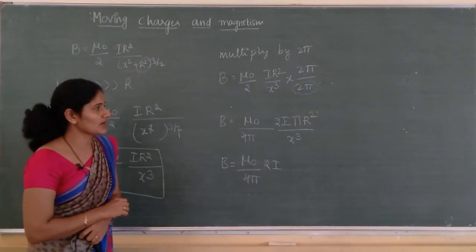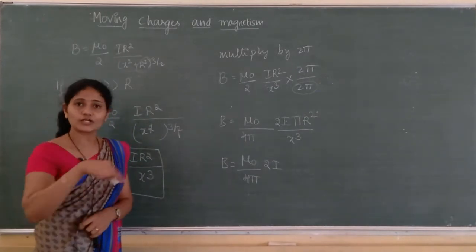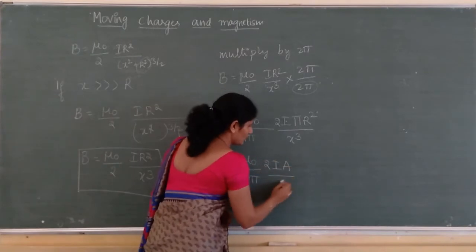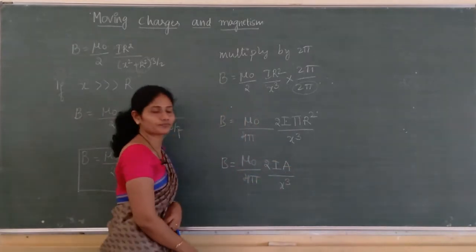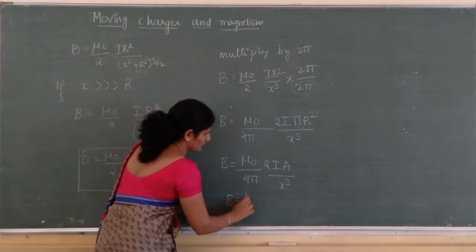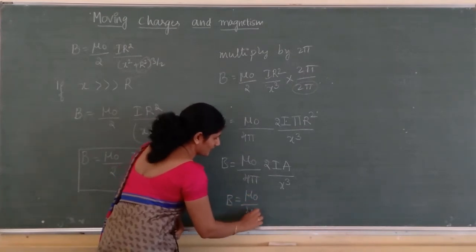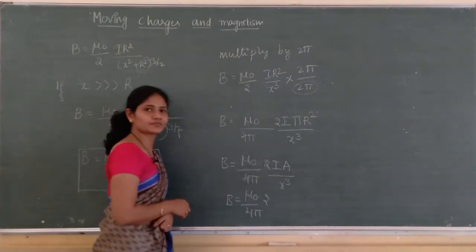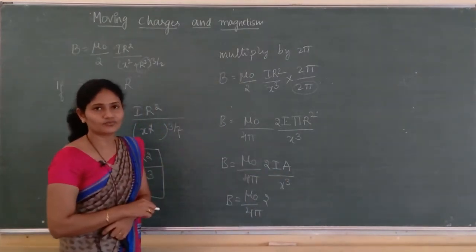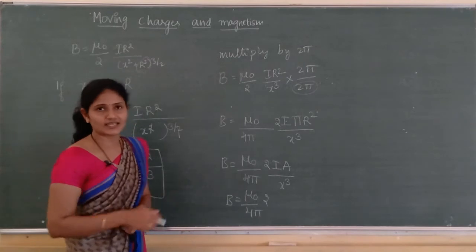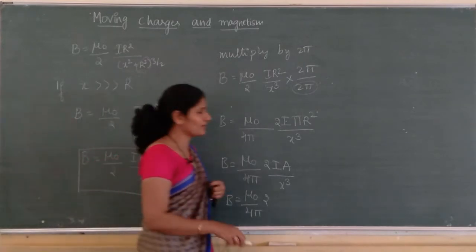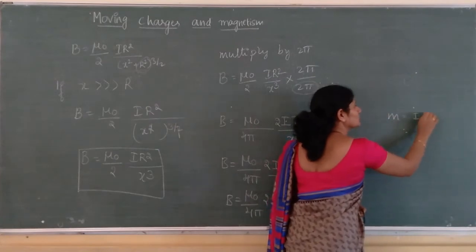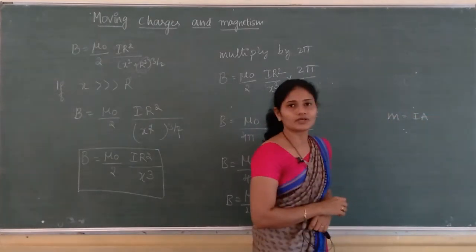What do we mean by pi r square? Pi r square is the area of the circle. So, pi r square is nothing but area A. So, B is equal to mu naught by 4 pi, 2 into I into A divided by x cube. We know that the product of current and the area is nothing but magnetic moment M. So, magnetic moment M is equal to I into A.